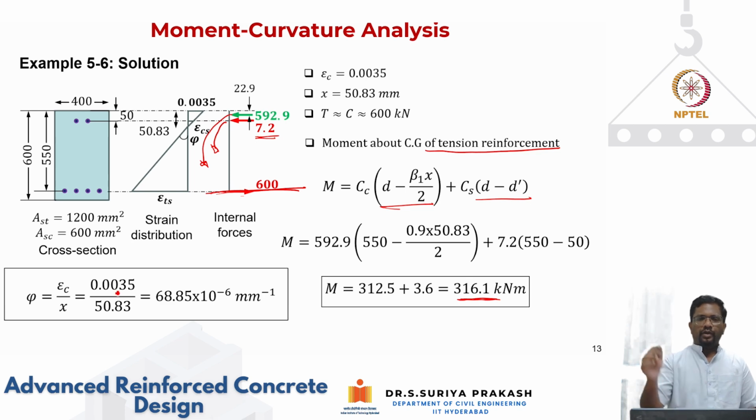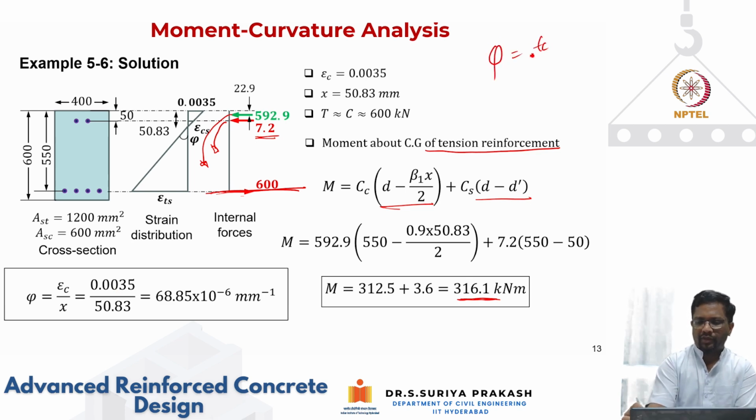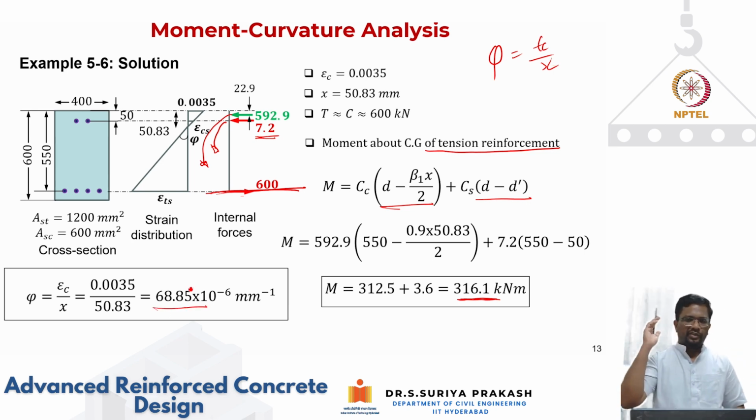Curvature. Now what is curvature again? This is your rotation. So curvature is epsilon c by x. So you put epsilon c 0.0035, x is equal to 50.83. So you get a curvature of about 68.85. Previously you got 68, now you got close to 69. So a small increase in your curvature.